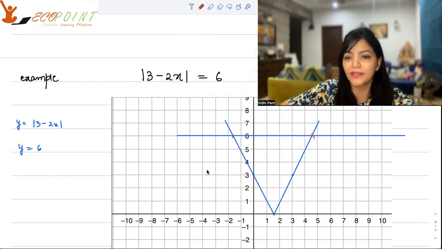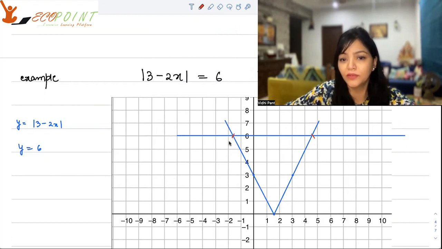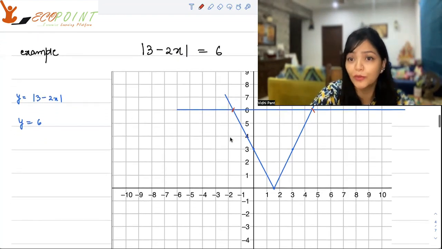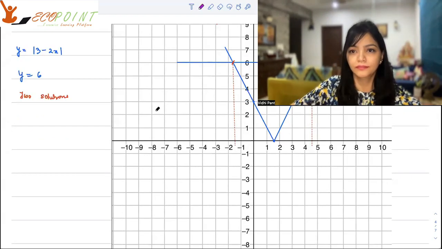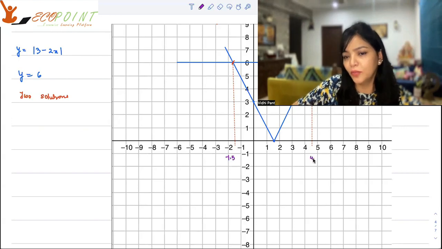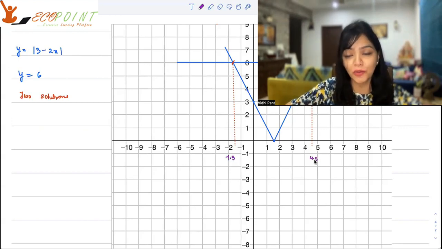Y equals 6 is happening somewhere here. Well, you will have to figure out the value. Graphically, the value that I can see is minus 1.5 and 4.5, but we can algebraically also try to figure it out. And that's what I'm going to teach you now. But what we know here is that we have two solutions because we have two intersections. Well, graphically, I can see it's minus 1.5 and 4.5. Let's check this algebraically.